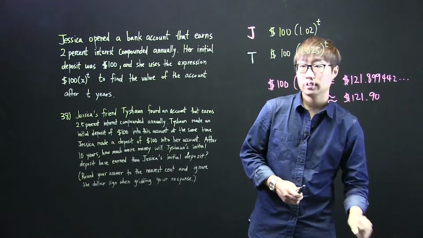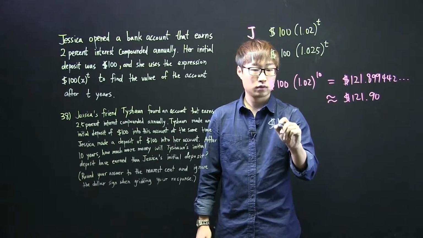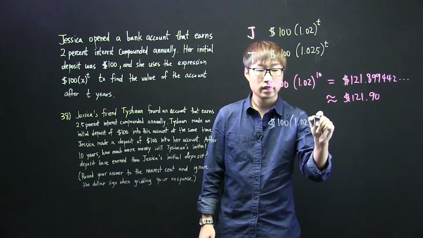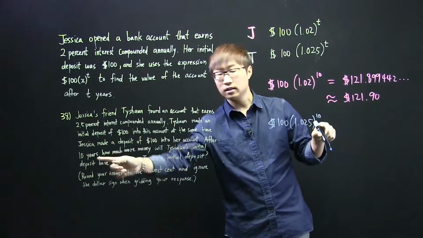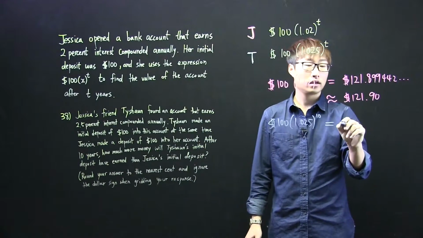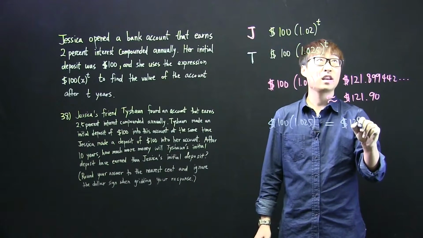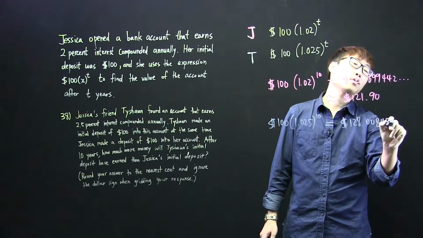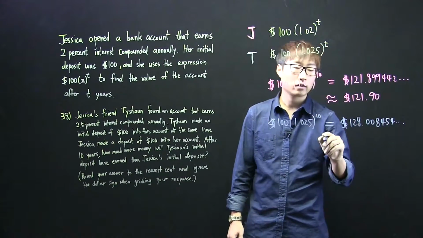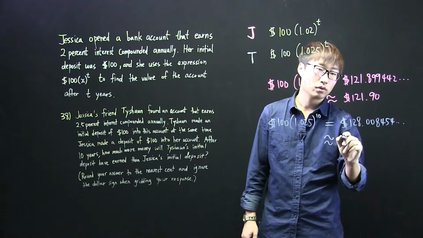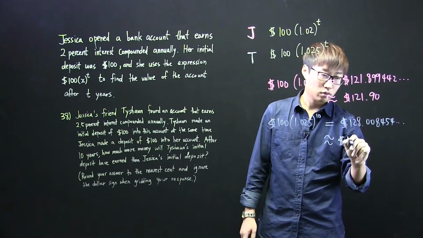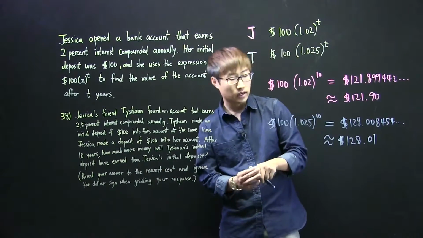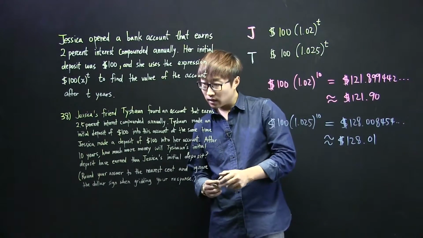And then we've got Tyshawn. So we've got $100 to start with, 1.025, once again to the 10th power because it's 10 years. And that should be 128.008454... So we can roughly round it to $128.01.